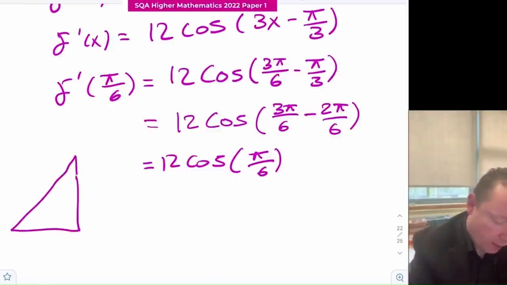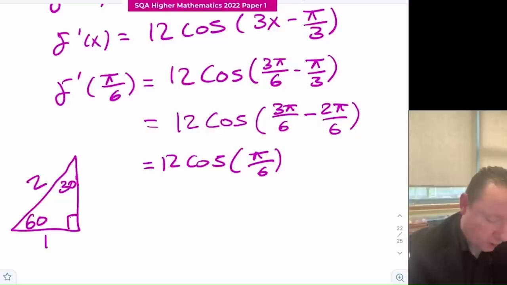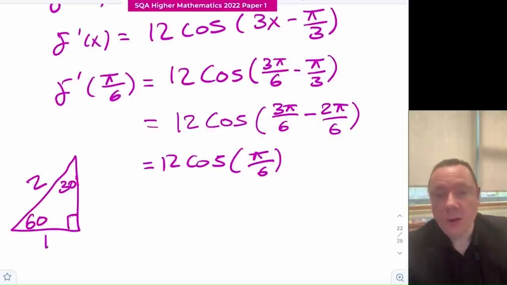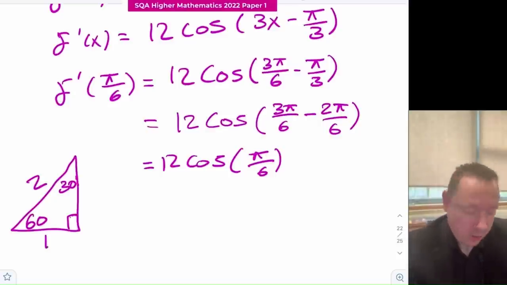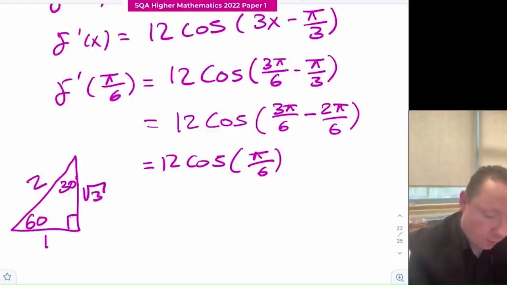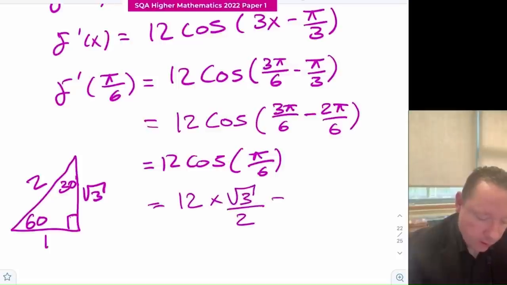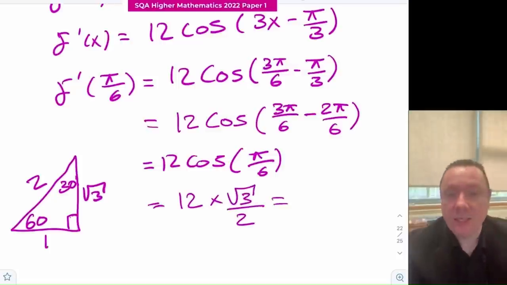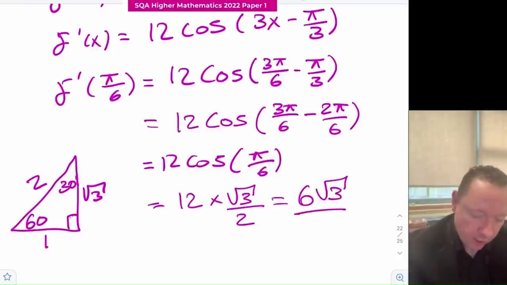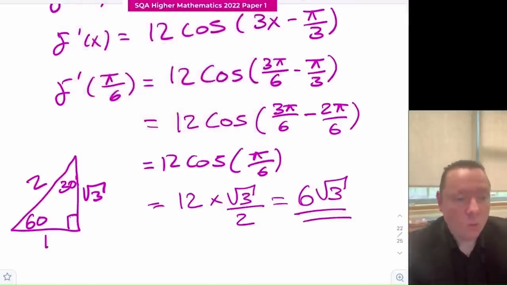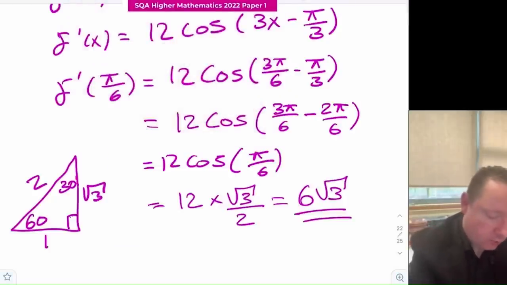If you're not sure of what that is, let's draw an exact value triangle. If this was 60 degrees, that would be 30 degrees up here. This would be 2, this would be 1. 2 squared is 4, minus 1 squared is 1, so that gives you 3. So we get the root 3. And we're looking at the cos, so it's adjacent over hypotenuse, root 3 over 2. So you get 12 times root 3 over 2. 12 divided by 2 is 6, so you get 6 root 3 as your final answer. And for all of that extra work, it's one extra mark. A bit stingy of the SQA there.